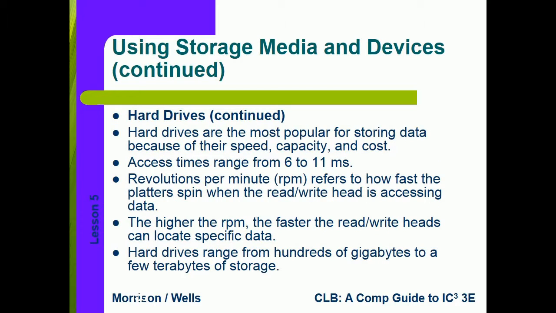Using storage media and devices, continued. 57. Hard drives, continued. Hard drives are the most popular for storing data because of their speed, capacity, and cost. Access times range from 6 to 11 ms. Revolutions per minute, RPM, refers to how fast the platters spin when the read/write head is accessing data. The higher the RPM, the faster the read/write heads can locate specific data. Hard drives range from hundreds of gigabytes to a few terabytes of storage.